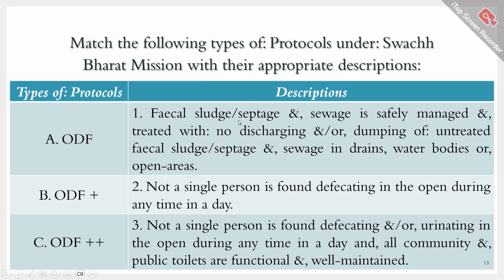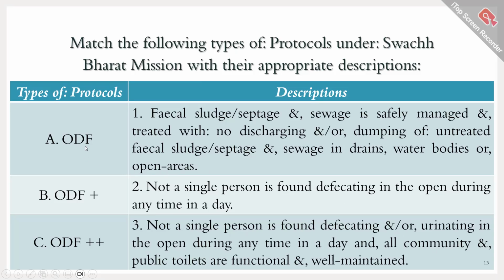Number one is fecal sludge or septage and sewage is safely managed and treated with no discharging and or dumping of untreated fecal sludge or septage and sewage in drains, water bodies, or open areas. Number two is not a single person is found defecating in the open during any time in a day. And option three is not a single person is found defecating and or urinating in the open during any time in a day, and all community and public toilets are functional and well maintained.